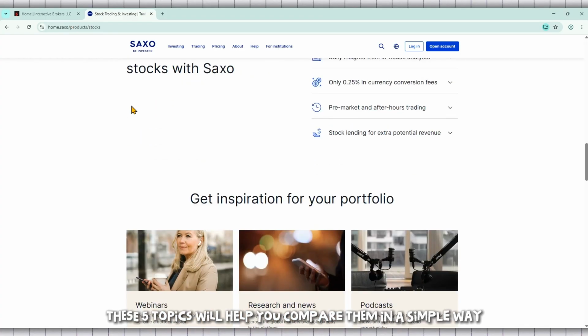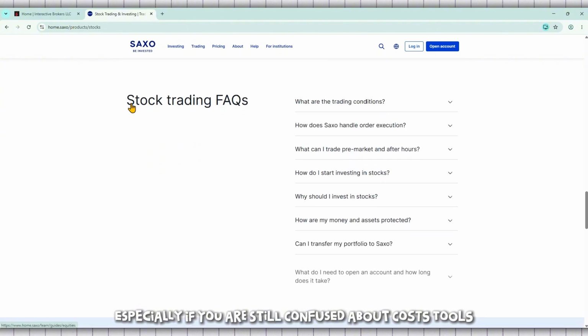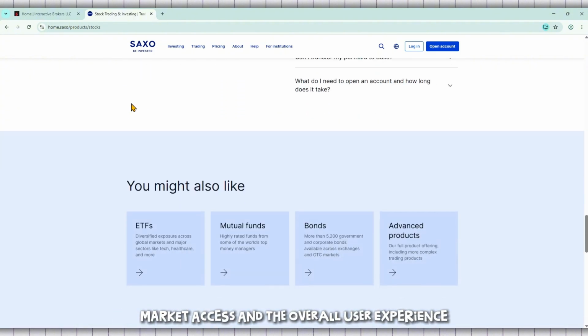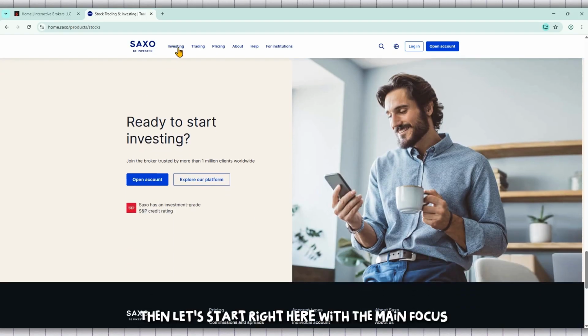These 5 topics will help you compare them in a simple way, especially if you are still confused about costs, tools, market access, and the overall user experience. Then, let's start right here with the main focus.